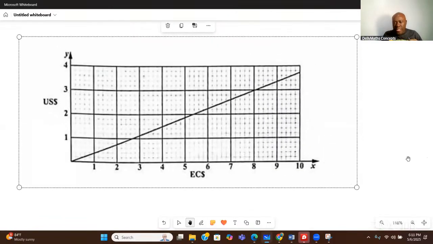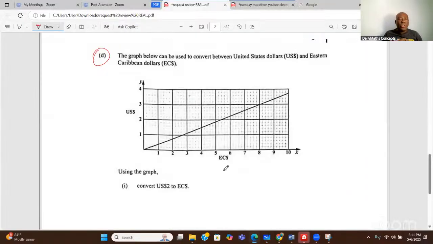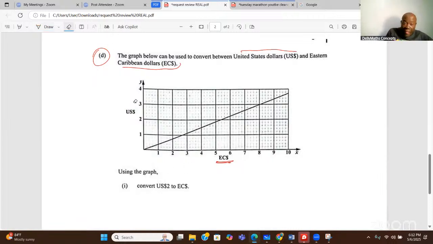Let's see what the question is about now. It says the graph below can be used to convert between United States dollar and Eastern Caribbean dollar. So you're seeing United States dollar on one axis and the EC dollar on the other axis, right? So it says use the graph. Whenever you're told to use the graph, you can't do certain calculations. You have to show that the graph is what helped you. That means you're going to draw lines on your graph to help you.